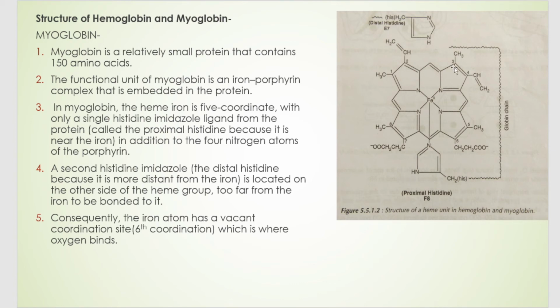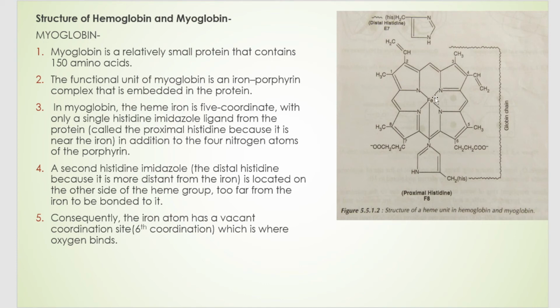Can you see? So this is a proximal histidine. This is a distal histidine. So it cannot form a bond with this iron. Why is that, students? Because it is very far away from this iron center. Because it is too far away from the iron to be bound to it. Hence, the distal histidine does not form a bond with the central iron atom. The reason is because it is too far away. Whereas the imidazole ring of the proximal histidine can form a bond with iron because it is close enough.